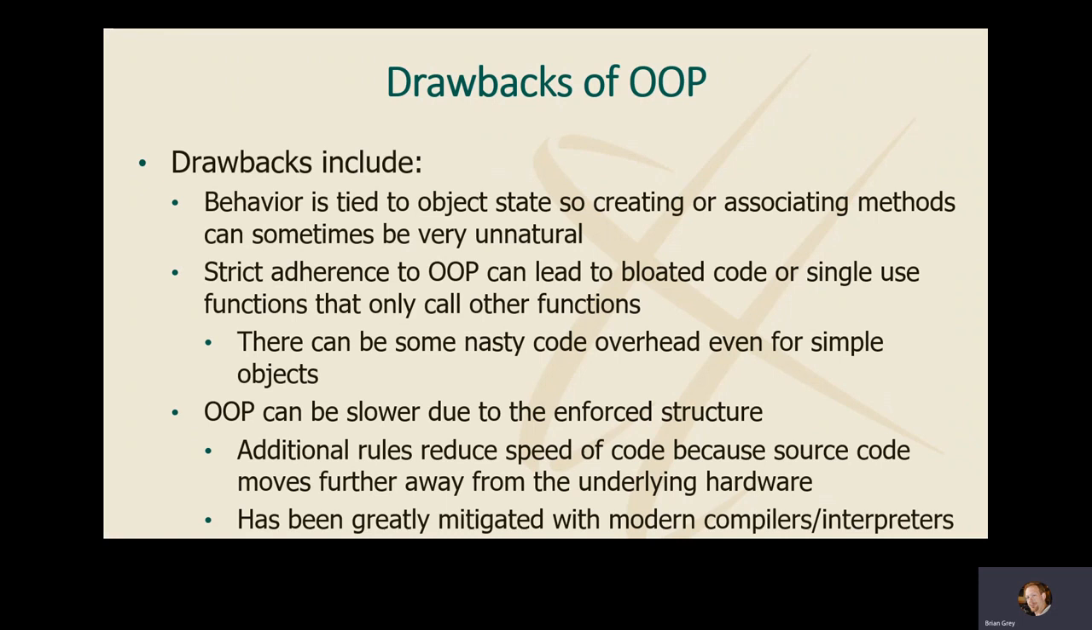And I will say that a lot of this slowdown has been mitigated a lot with modern compilers and interpreters. It's still there. There's no way around it. But it used to be literally 100 times worse. So with all that said, now we can start talking about how we define objects, both generally and in Python.